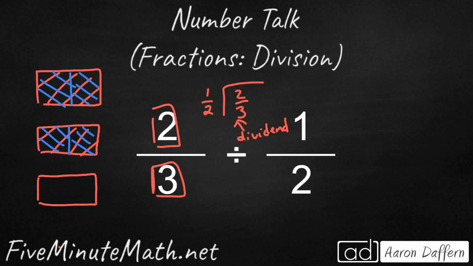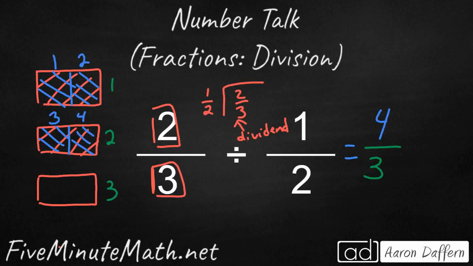So how many pieces do I have now? Well, I've got 1, 2, 3, 4, right? But how many total pieces do I have? Well, it's the same that I started out with, right? This is going to start out the same as it ends. 1, 2, 3. So it's going to end up as an improper fraction, 4/3.